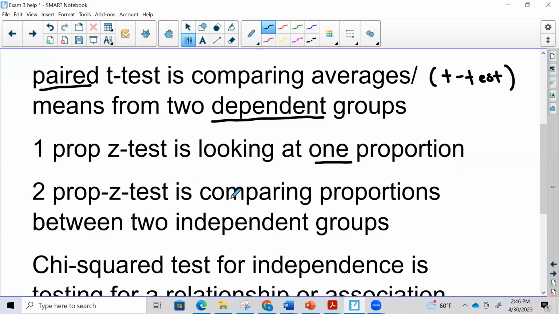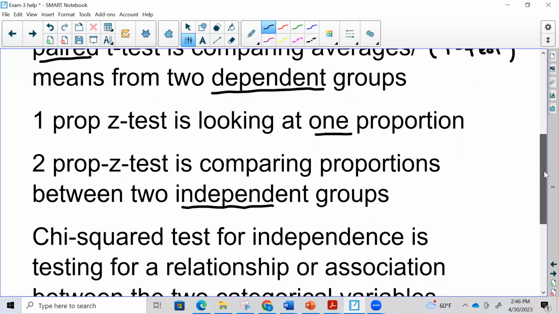If you have two groups, and again, we only have two proportion tests, so they're always independent groups. If you're comparing proportions between two independent groups, it's a two prop z-test. So again, they're going to give you two percentages, or they're going to give you information about two different populations, and you're comparing that information, and that would be a two prop z-test.